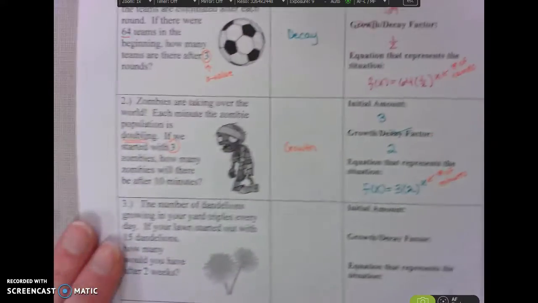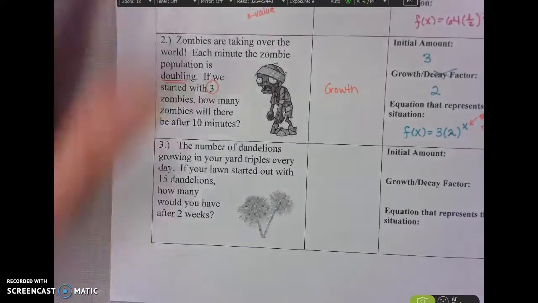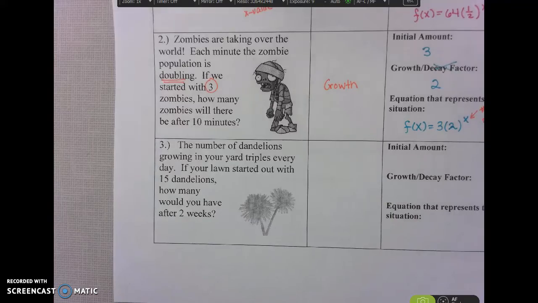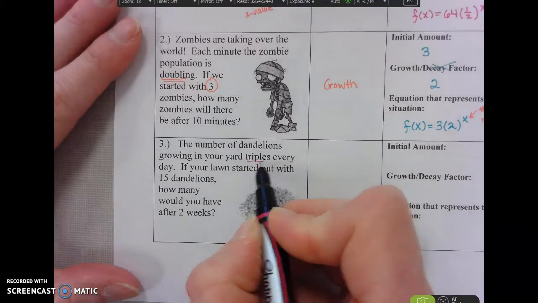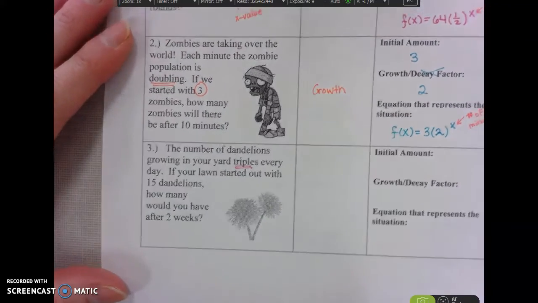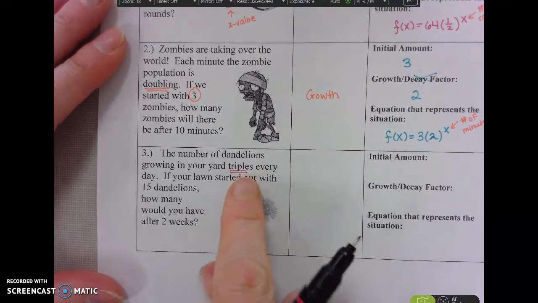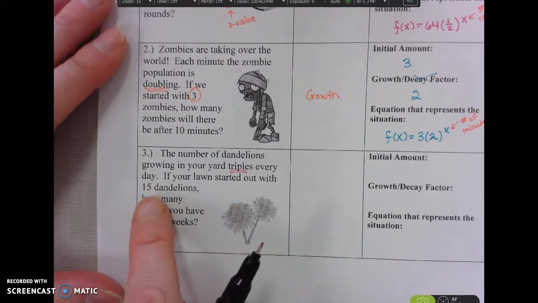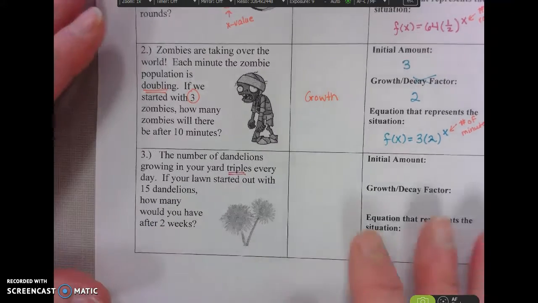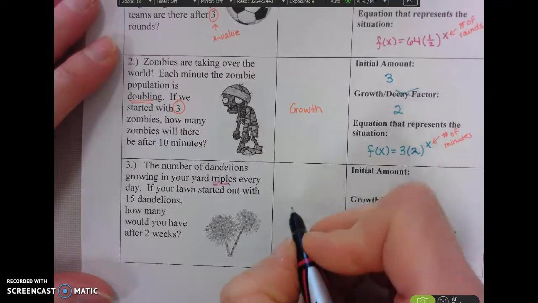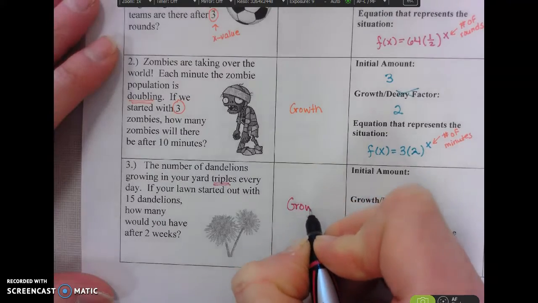All right, same idea here. Number 3 actually kind of represents my yard. So the number of dandelions growing in your yard triples every day. Triples is our clue word. If your lawn started out with 15 dandelions, how many would you have in it after 2 weeks? Ooh, I like this question. Well, the triples, first of all, indicates that this should be growth.